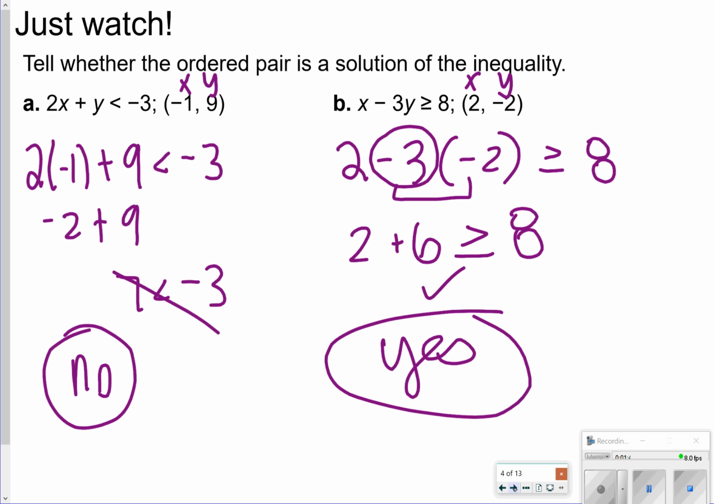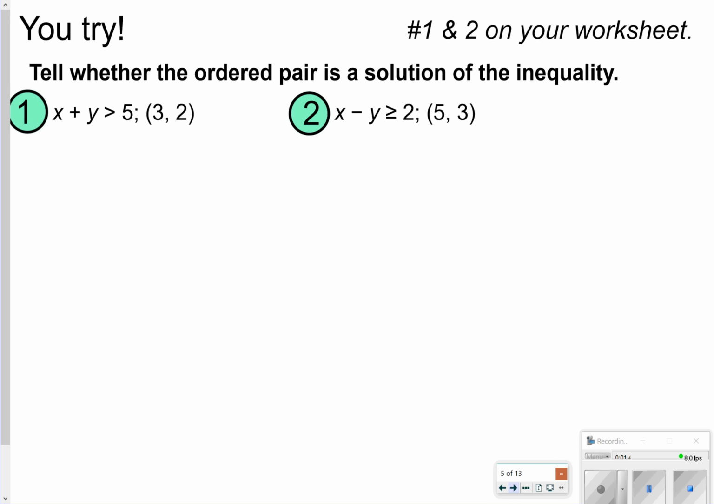Okay? So you're going to try numbers 1 and 2 in your notes, which is also technically numbers 1 and 2 on your worksheet. So you're kind of just taking notes on your worksheet today. If you look at your worksheet on numbers 1 and 2, these are the exact same questions. Let's go ahead and pause and try them on your worksheet, and once you're done, click play so you can check your work.